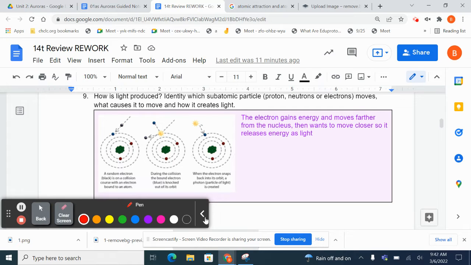So the electron gains energy and moves farther from the nucleus and then wants to move closer, so it releases energy as light. So here we can see in the picture, we've got a free electron colliding with our bound electron here. And then what happens is we're getting some energy. It moves farther out. And then to move back in, it gives off this little photon of light and moves back.